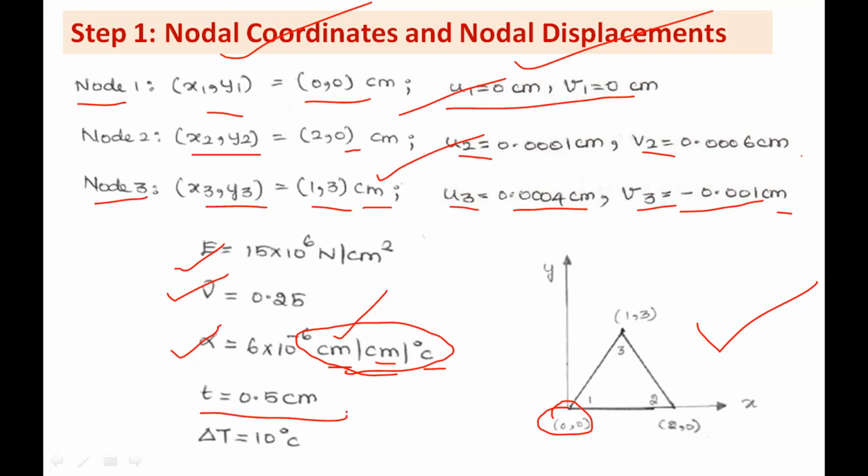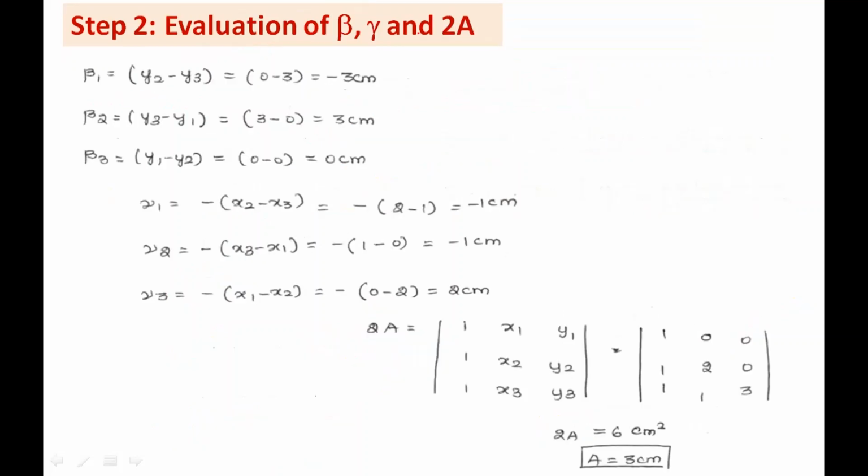Thickness of the element is 0.5 centimeter. So it is a finite thickness. We have to consider this thickness for selecting the D matrix. Delta T, temperature rises 10 degrees Celsius. After knowing these nodal coordinates, we have to first find the B matrix. So for that we have to evaluate beta, gamma and 2A values.